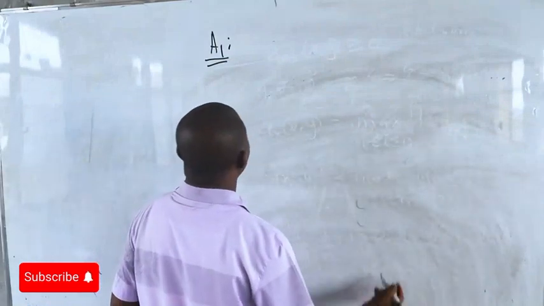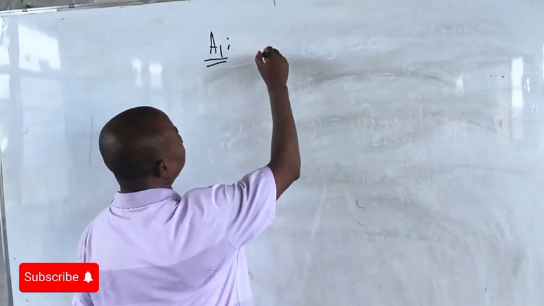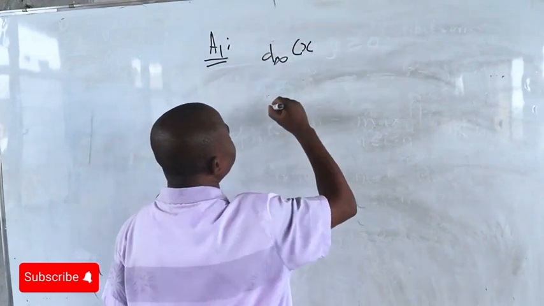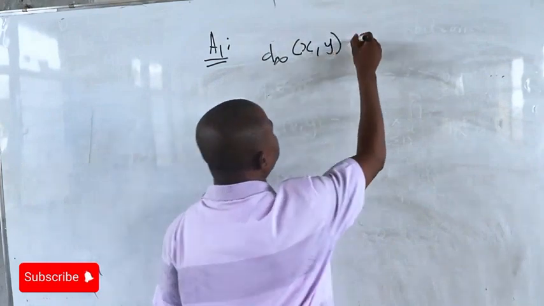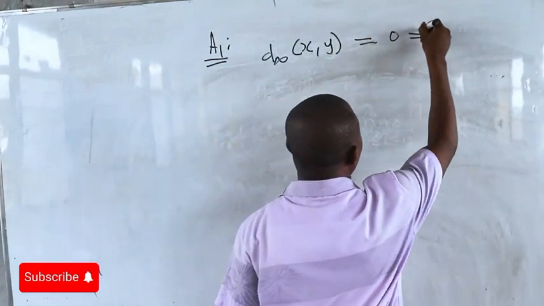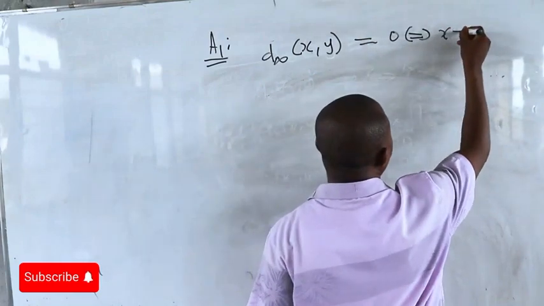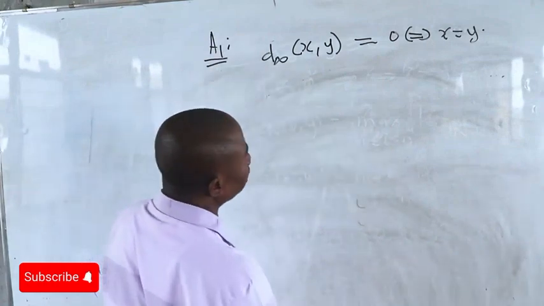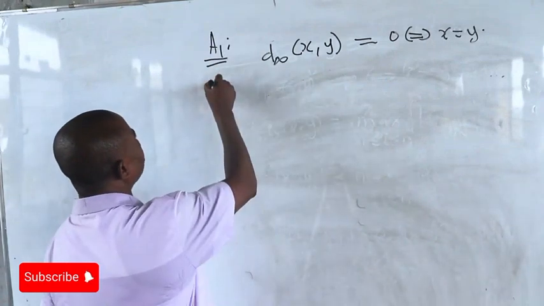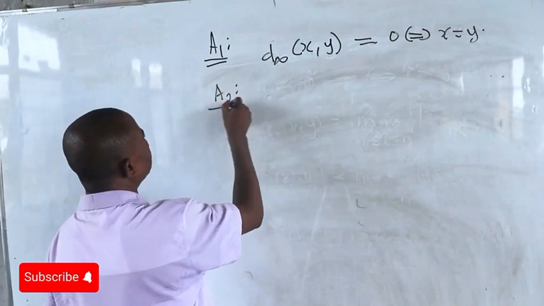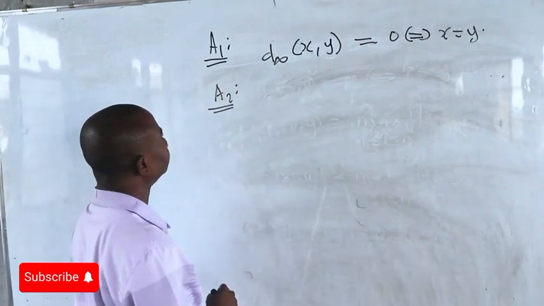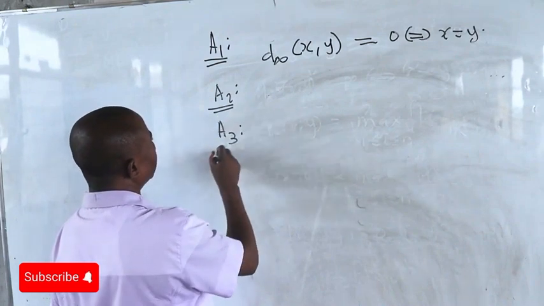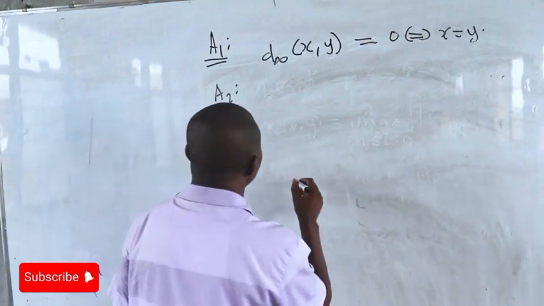So from what we have here, we know that d infinity of x comma y is 0 if and only if x is equal to y. Verifying condition A1. Like I said before, I will skip A2. It's not difficult to see. Then for A3, it's also not difficult. I'll quickly get this done.